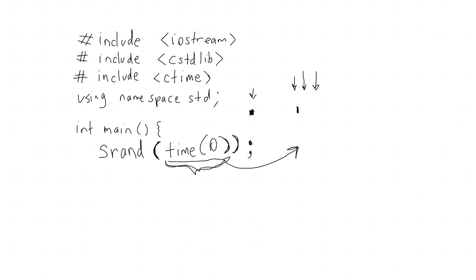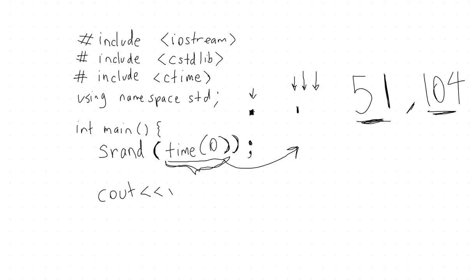So once you seed it, what you want to do now is, let's say I want to generate a number between 51 and 104. I just want to print out a number between these two numbers, including these two numbers. To do that, first the cout statement, and then I have my rand function.